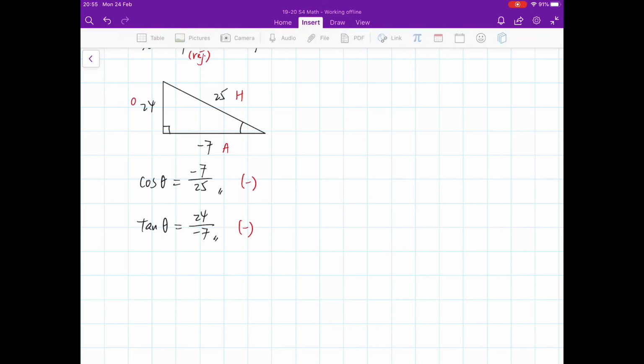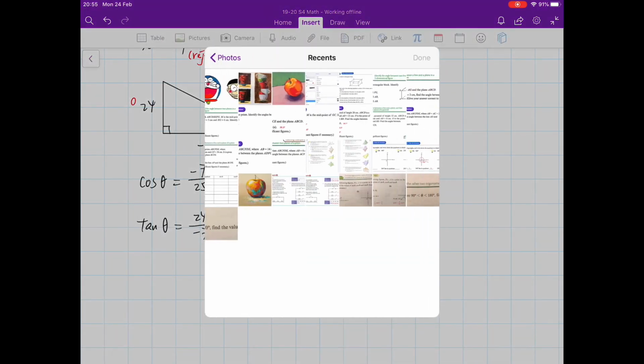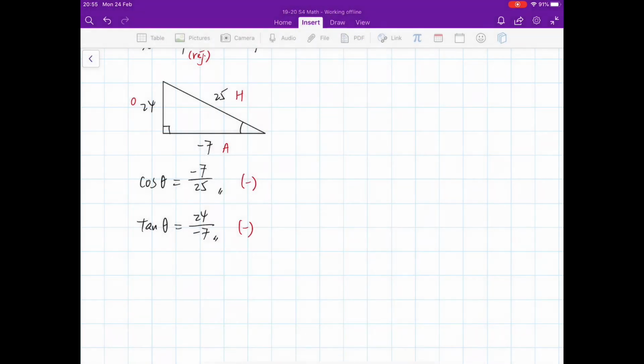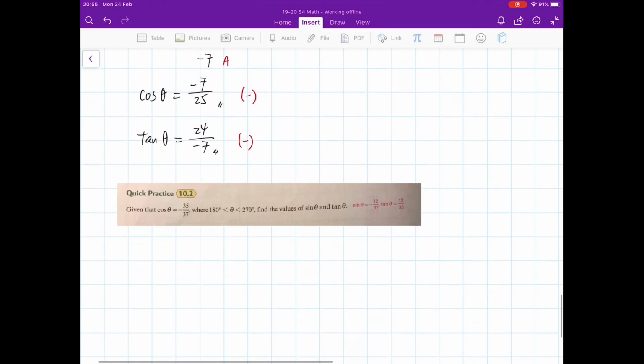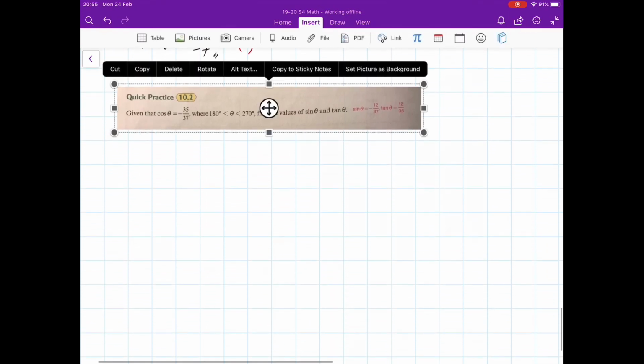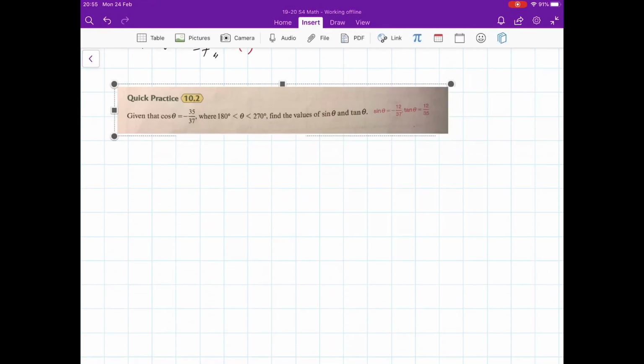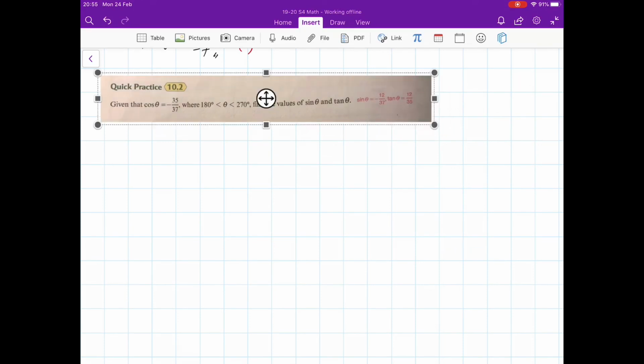So now please help me to do the correct practice 10.2. You can pause the video and then do the correct practice.